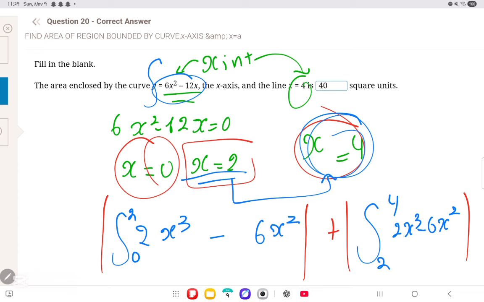I'm not going to solve it. You guys solve it. You need to substitute 2, subtract it from the value at 0. Substitute 4, subtract from it the value at 2. And add them together in absolute value. You will get the answer to be 40 square units.